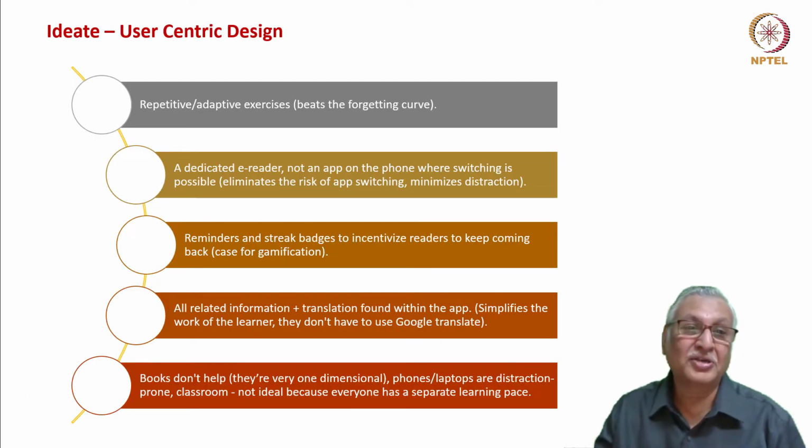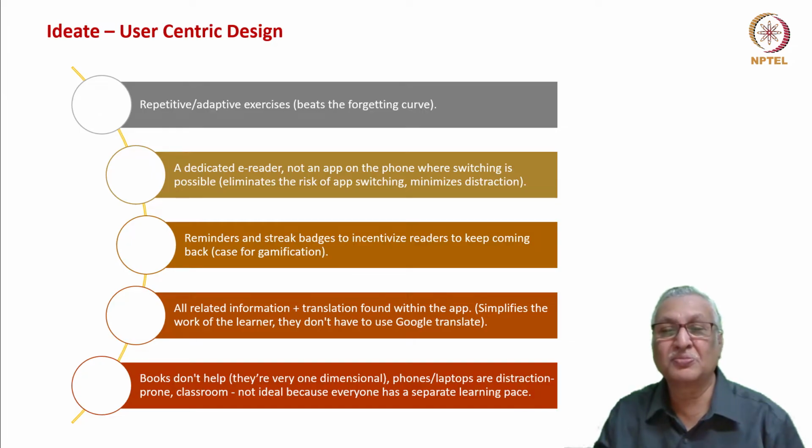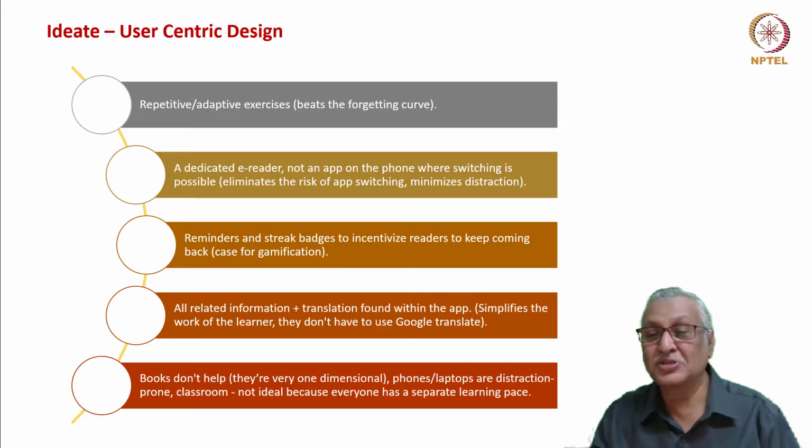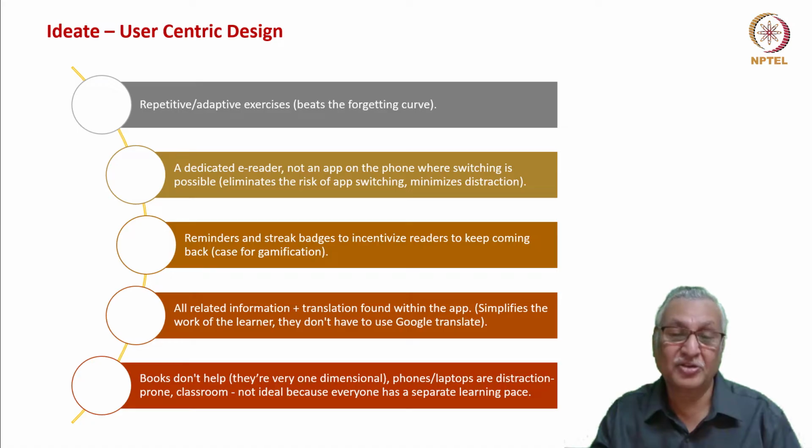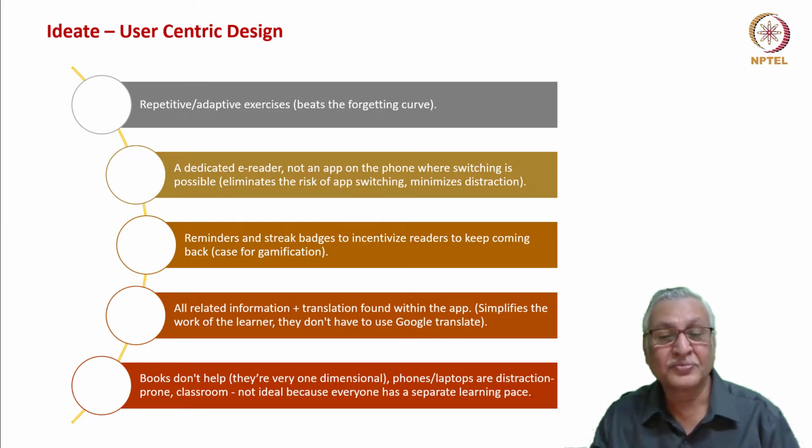As part of ideation, user-centric design has been attempted. One, the e-reader has repetitive adaptive exercises which beat the forgetting curve. A dedicated e-reader is provided. It is not an app on the phone. It is a separate device for e-reading cum e-learning. If it is an app on the phone, switching is possible. It eliminates the risk of app switching. It minimizes distraction. That is the feature of this e-reader cum learner.